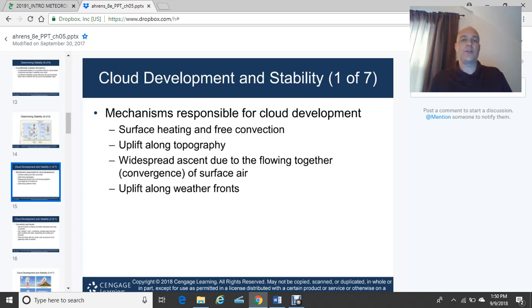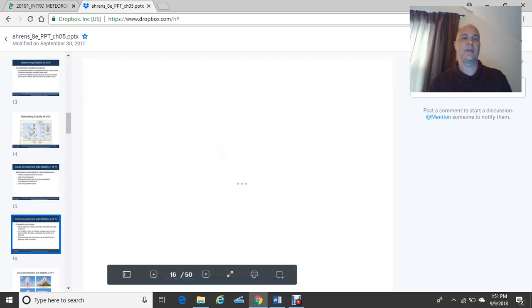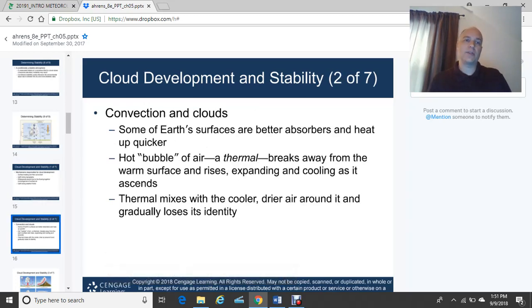Widespread ascent due to flowing together, or convergence, of surface air. This typically occurs with what's known as mid-latitude cyclones, where you get a large rising air mass over greater horizontal distances due to the different vertical motion associated with those cyclones. And then uplift along weather fronts. Along fronts we have differences in air density, we have differences in temperature, and that results in air rising along surface frontal systems. As air rises, in any case, it's going to result in cloud development. Now, convection in clouds.